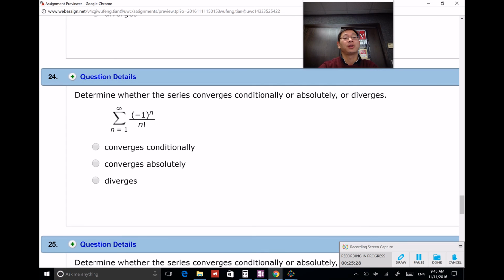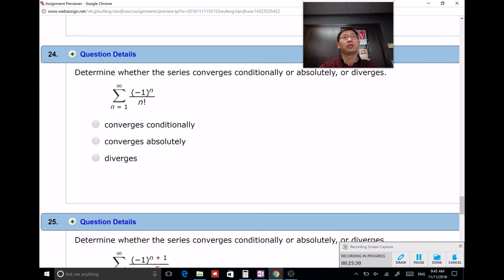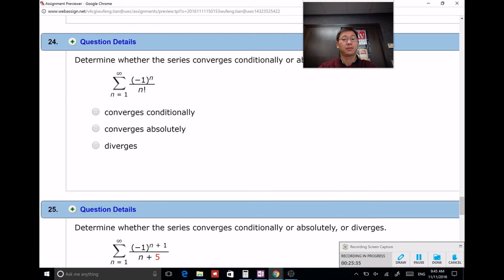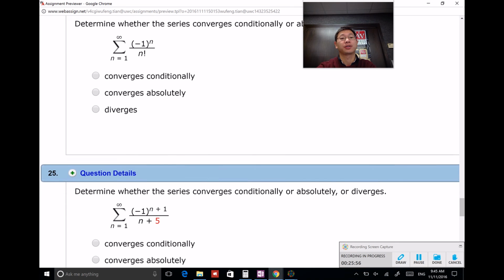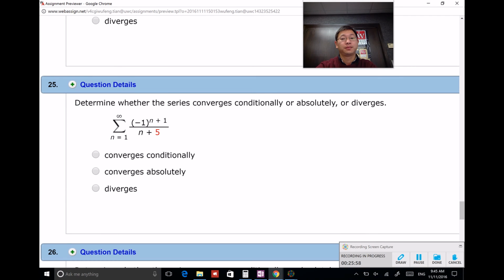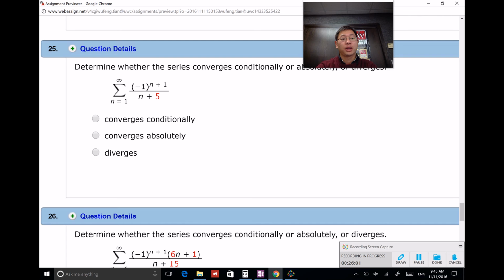Next one, I'm going to call a student here. Luke, could you please tell me if this one converges or diverges? That one should converge absolutely. Why does it converge absolutely? Because the absolute value would just be 1 over n factorial, which converges. That's very good. 1 over n factorial converges. Thank you very much, Luke.